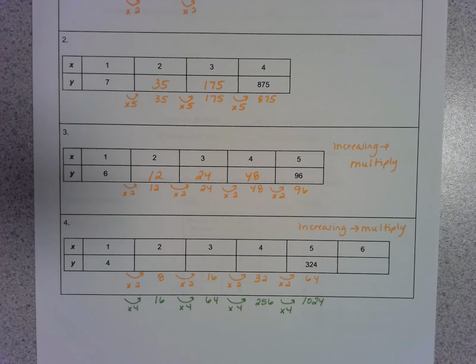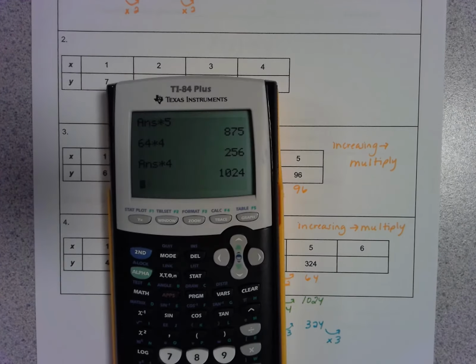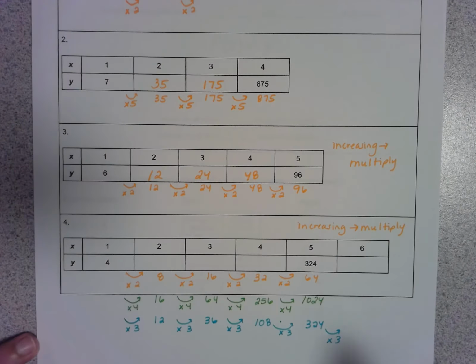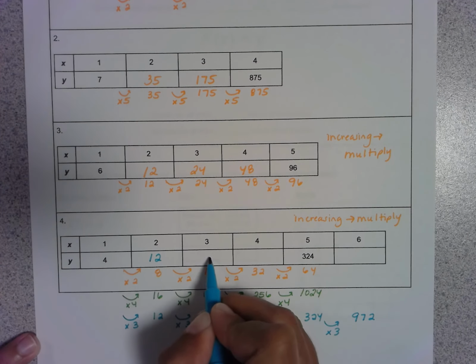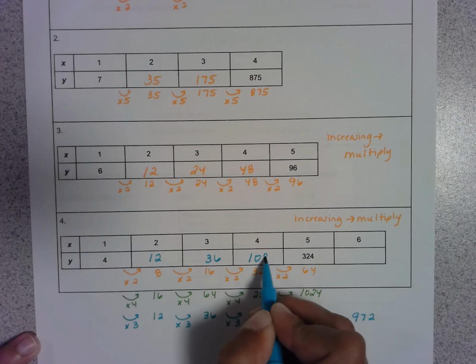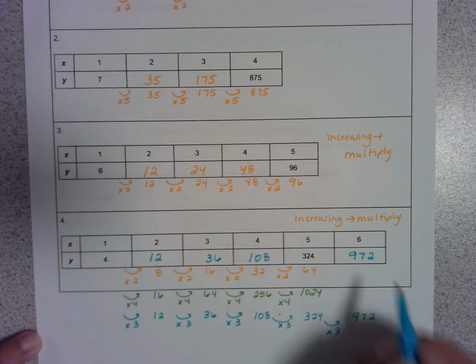4 is too big. So what's a number in between 2 and 4 that I might try is the number 3. So if I multiply by 3, I get 12. If I multiply by 3, I get 36. If I multiply by 3, I get 108. And if I multiply by 3 again, I get 324. So that works out. Now if I multiply by 3 again, 324 times 3 would give me 972. So my numbers that I'm going to fill in are 12, 36, 108, and 972.